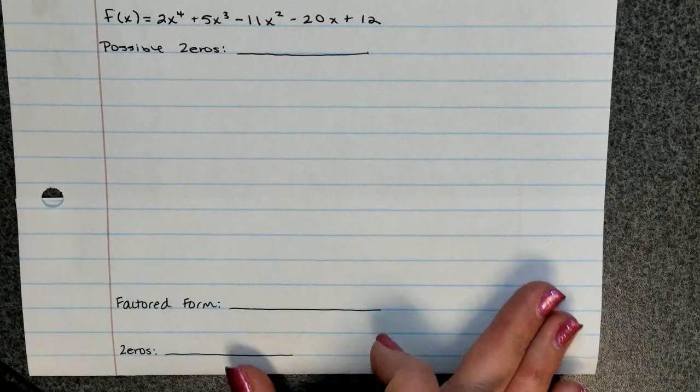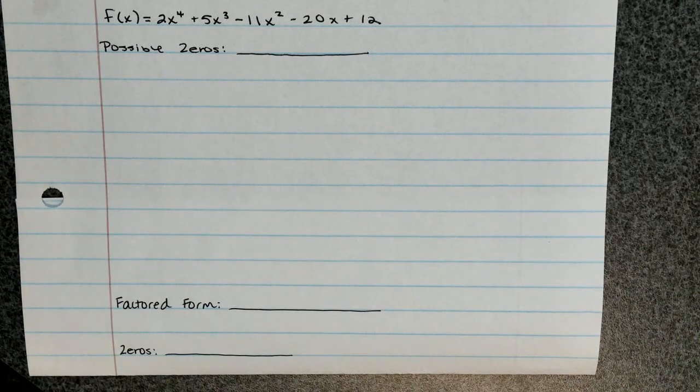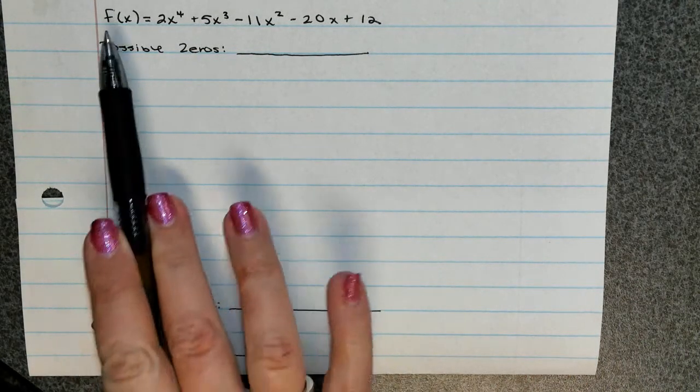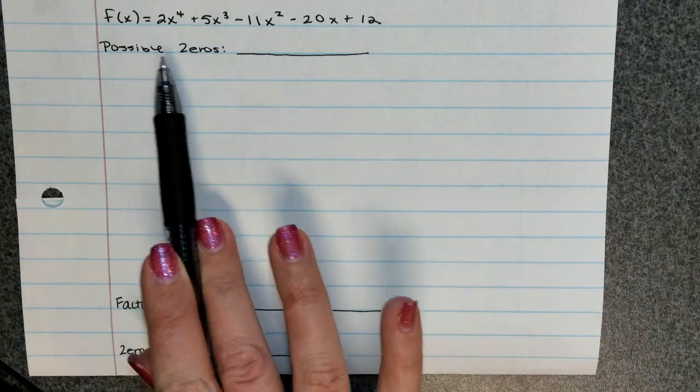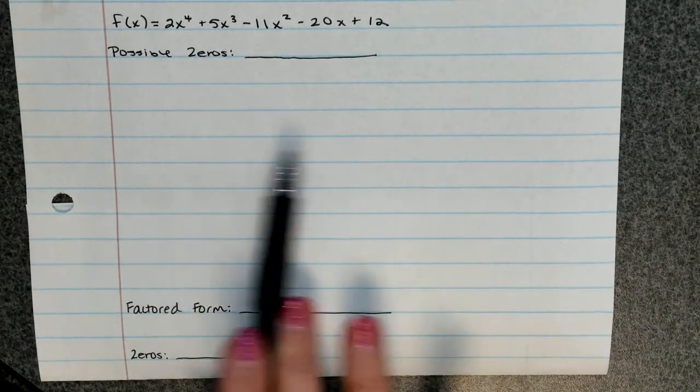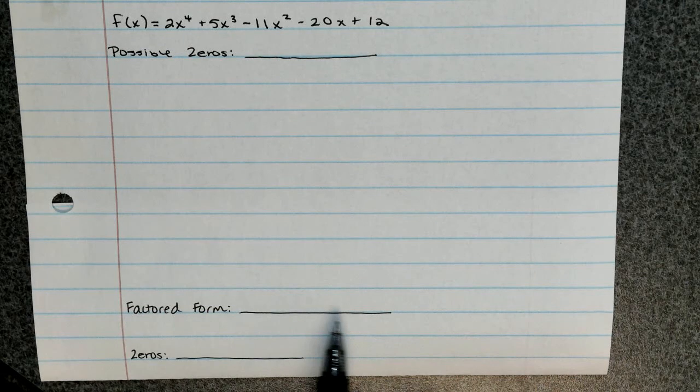And then if you look down, the rest of the problem here is you're going to be given the polynomial. You're going to have a spot to write the possible zeros. You're going to have space to do all your work, write it in factored form, and then find all of the actual zeros. So you're solving it completely.